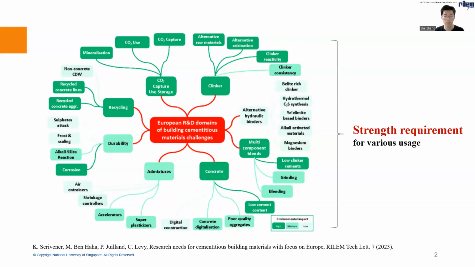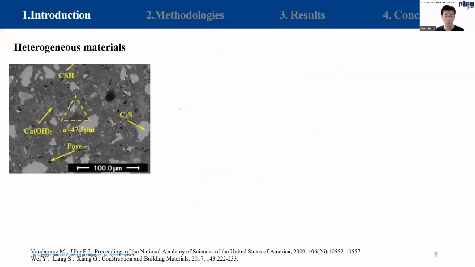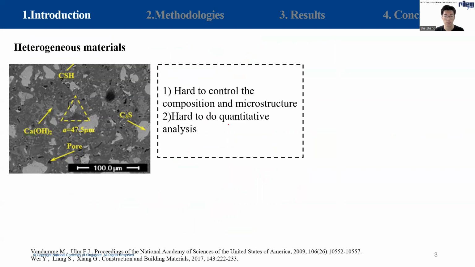However, cement is a complicated material and there are still lots of things unknown on its mechanical properties, even though people have already used it for centuries. The complexity of cement is mainly due to two aspects. We can see from the SEM image that cement is a heterogeneous material with many phases mixed together.